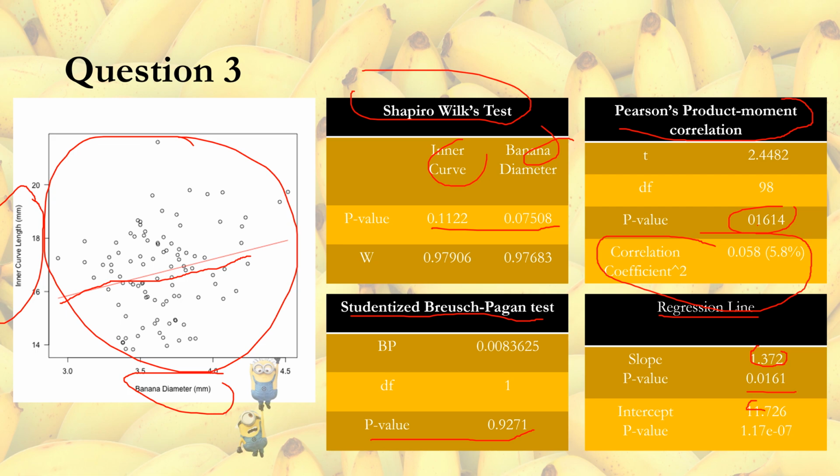Similarly, the intercept of 11.726 has a p-value of 1.17 raised to the -7, which basically means that it's definitely significantly different than 0. And again, the regression line in the graph represents a positive correlation between bananas' length and bananas' width.